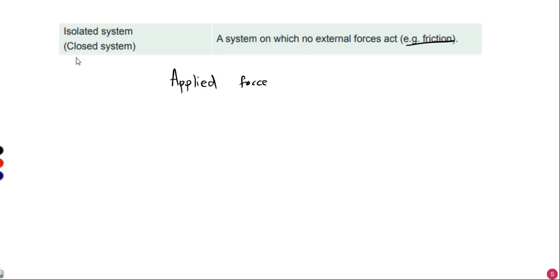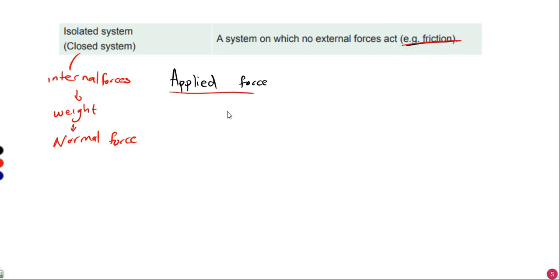So it means that in an isolated system, the only forces that you will find is only internal forces, right? And what are those internal forces? This is the weight, and sometimes you will find the normal force, which results from contact with a surface, right? So two forces that are not supposed to be present in order for us to consider a system as isolated. It's the frictional force and the applied force, or any other force which can be introduced externally.